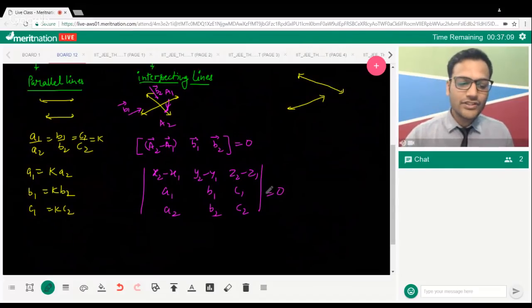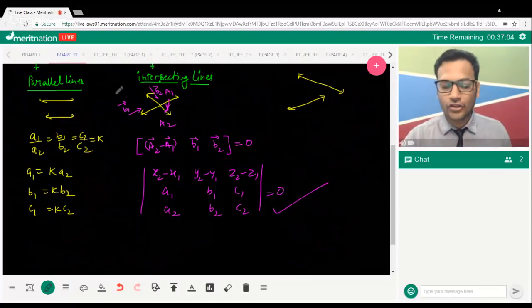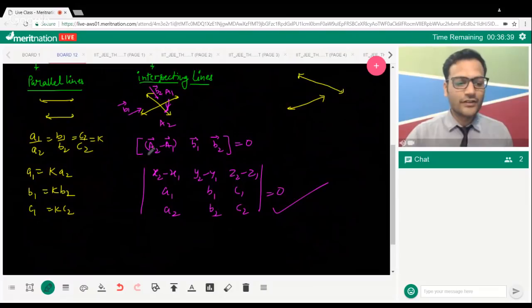Now over here, you can figure this out as one of the conditions to check whether the lines are coplanar or not. Why? Because if these DRs of the lines are in proportion, then A1 can be replaced by K A2, K B2 and K C2. You can take K common, then these two rows will become the same. As soon as two rows of a determinant are the same, we get the result equal to 0. So this is the condition which helps us determine whether the lines are coplanar or not. Parallel or intersecting can be differentiated based on this condition.